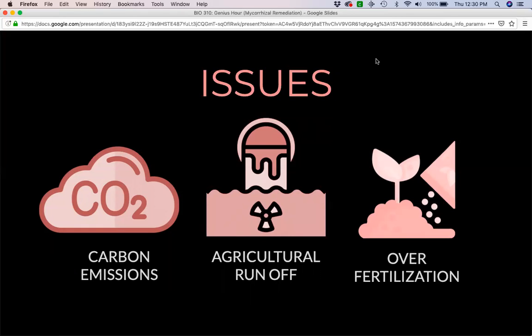And over-fertilization is becoming an issue as well. Farmers are over-treating the plants thinking that it's helping, and really it's not. The plants are only going to take up as much nitrogen as they can. The rest of it is just going to disperse into the soil and eventually either become runoff or contribute to soil acidification.